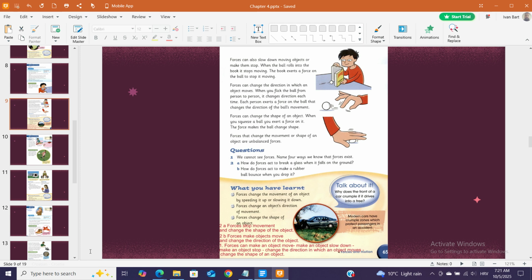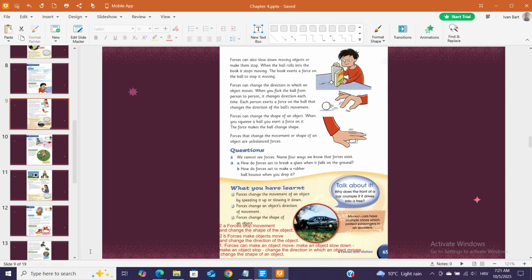What you have learnt. Forces change the movement of an object by speeding it up or slowing it down. Forces change an object's direction of movement. Forces change the shape of an object. 2a. Forces stop movement and change the shape of the object. 2b. Forces make objects move and change the direction of the object.